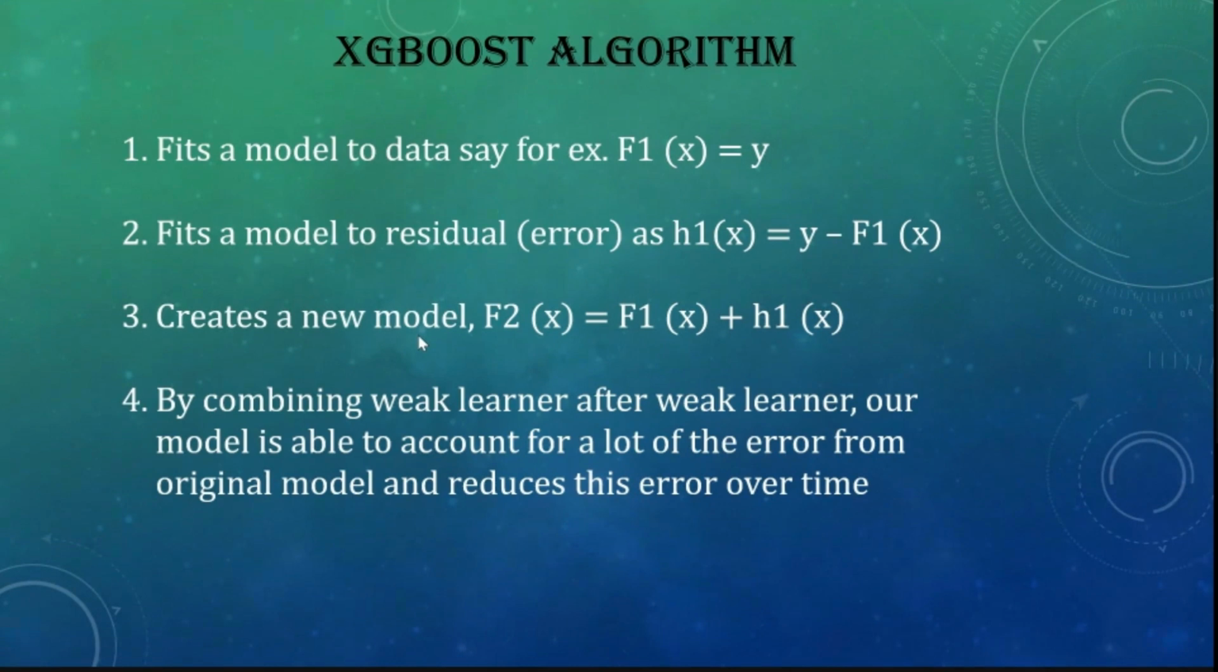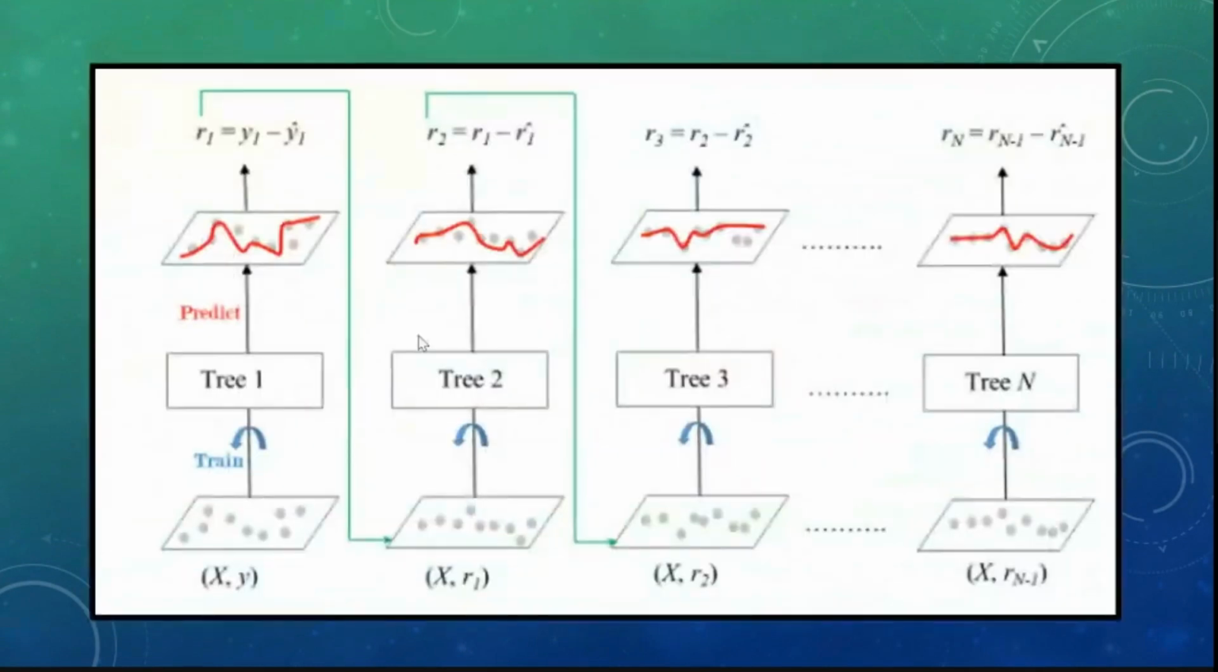Now we create a new model called f2(x), which is a combination of our first model and the error term. So what will happen? We go on considering the error in our main model so that we go on decreasing the error over time. In technical words, we are combining weak learner after weak learner, so that our model is able to account for a lot of the error from the original model and reduces this error over time.